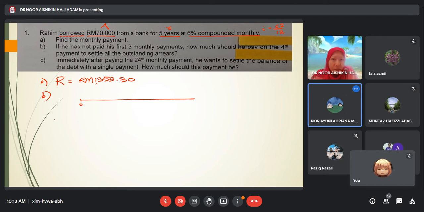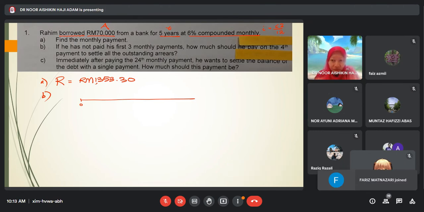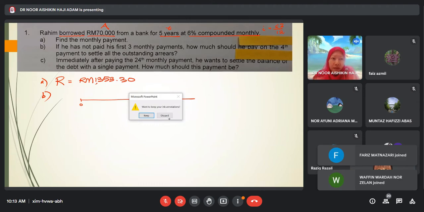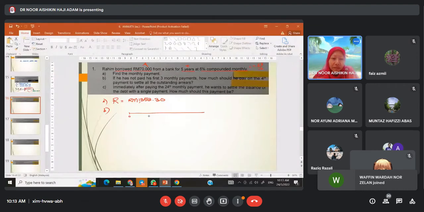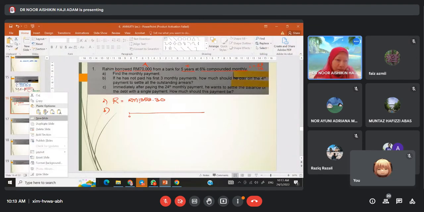Dengar tak suara saya? Yes. Saya cakap, itu saya tak dapat. Saya dapat 1,160.58 sen. Oh ya. Yeah. Boleh share tak macam mana dia dapat? Boleh? I'm gonna keep for now. Kita tengok macam mana Adriana buat ya.